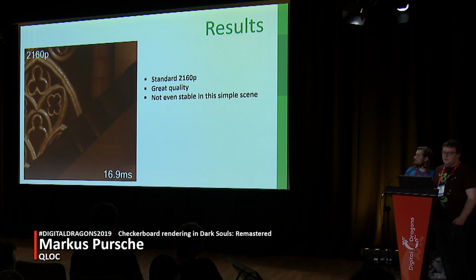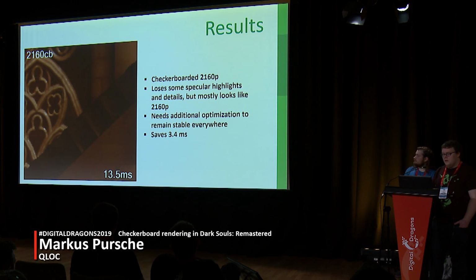Okay, and this is 2160p, or 4K if you prefer that, without checkerboarding. It is the golden standard of this generation. It looks great, it has a lot of details, and the edges are very crisp. Sadly, if you look at the frame times, this proves to be too much, even in this simple scene. For us, 2160p without checkerboarding is completely out of the question.